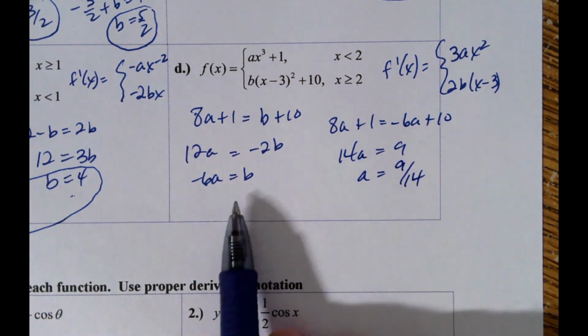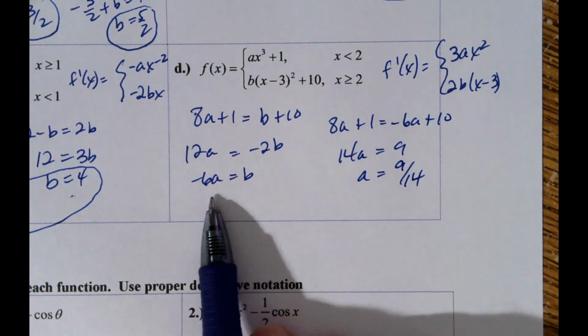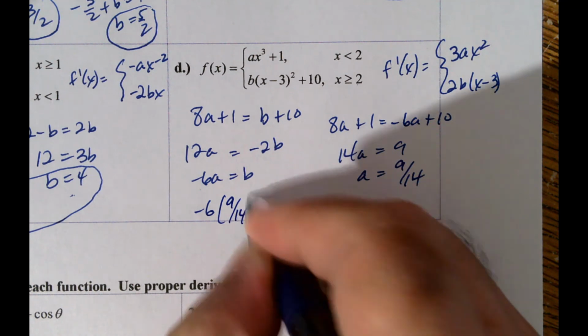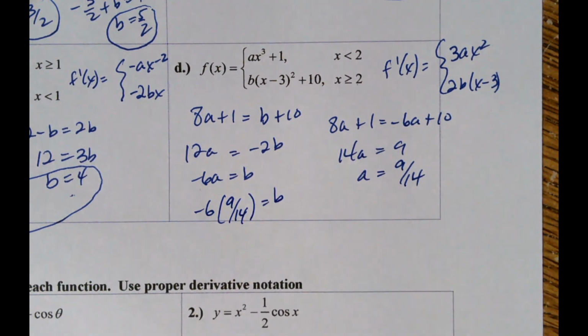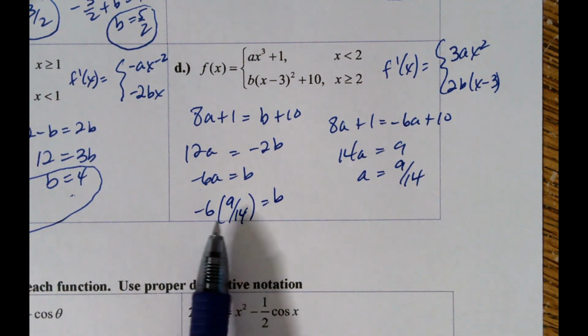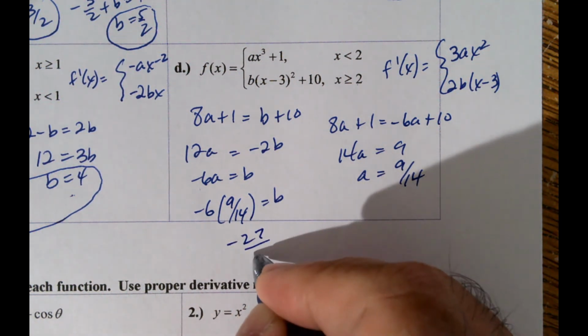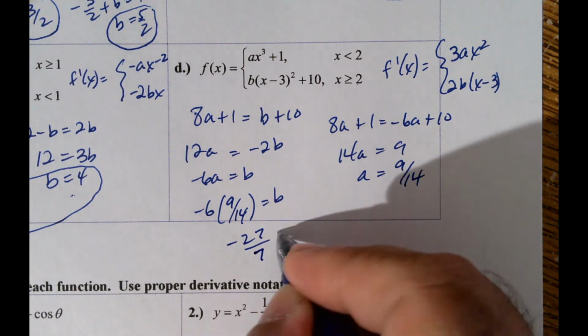Then to find the b, we're going to plug the 9/14 into there. So it's negative 6 times 9/14 equals b. So that's what? Negative 27 over 7.